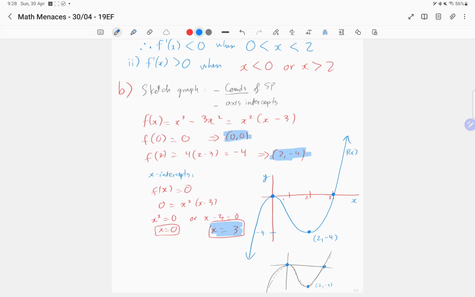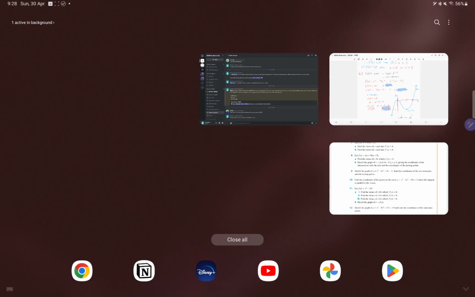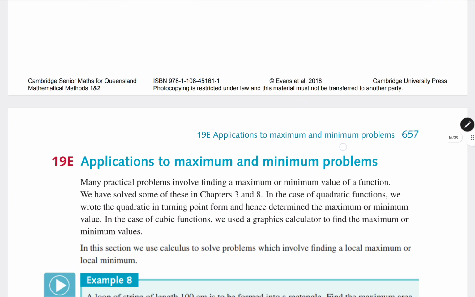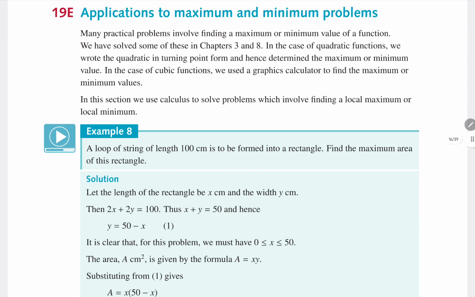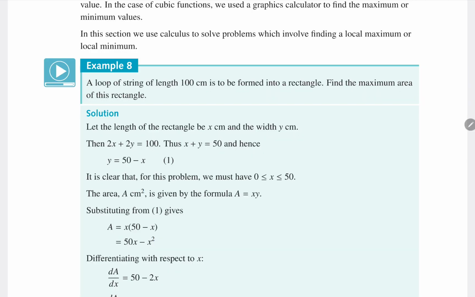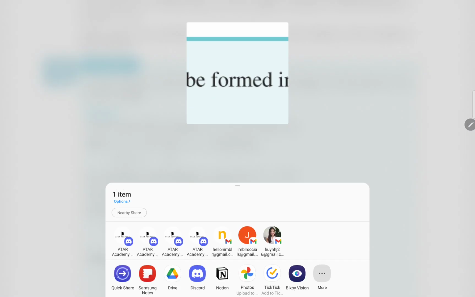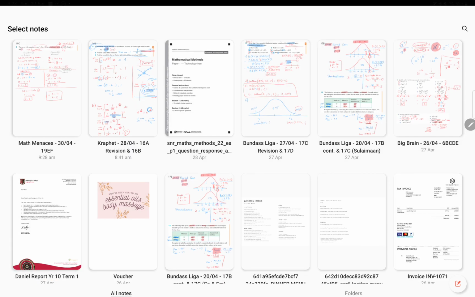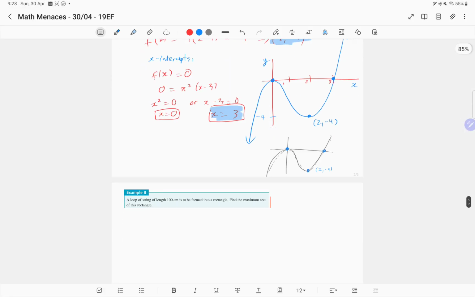So first we're going to go through 19E, applications to maximum and minimum problems. Alright, I'll go through the examples first and then I'll pick a similar question to the example for you guys to work through. There are some complex unfamiliar questions in this chapter. We'll see if you guys are up for it.